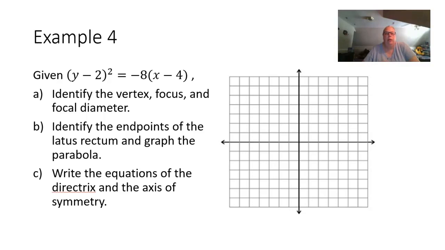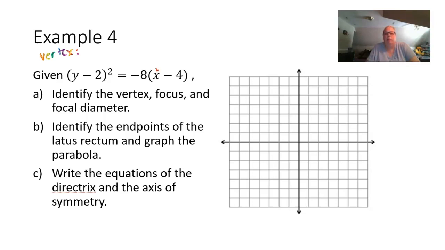Example 4, given the quantity y minus 2 squared is equal to -8 times the quantity x minus 4. Part A, identify the vertex, the focus, and the focal diameter. Okay, the vertex is actually going to change on this particular problem, and that's because I now have things that are grouped with my y, and I also have things that are grouped with my x. Now, the short and quick way to figure out what your vertex is, is to take a look at each parentheses, figure out what gives you 0, and that gives you the coordinates.